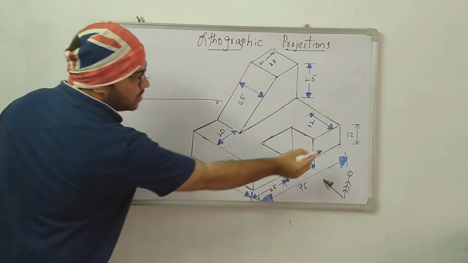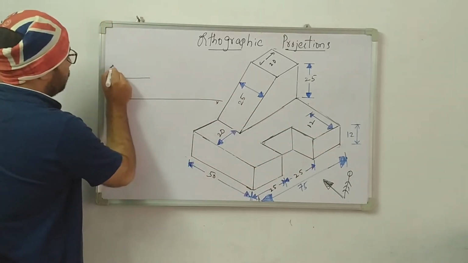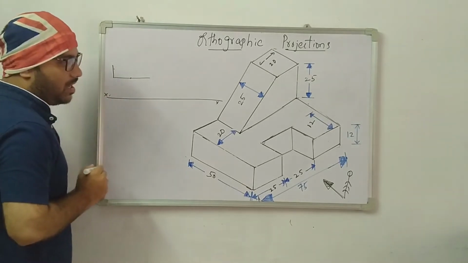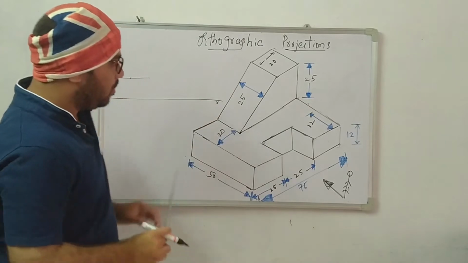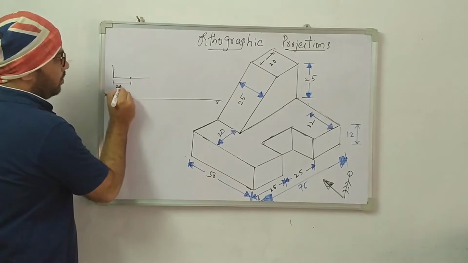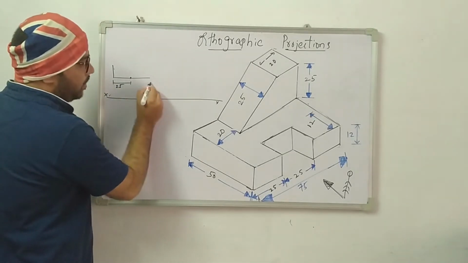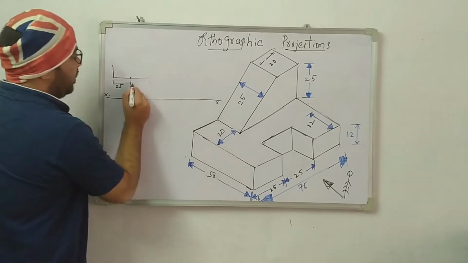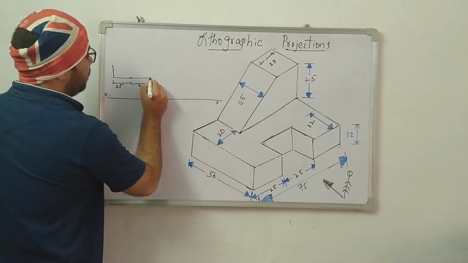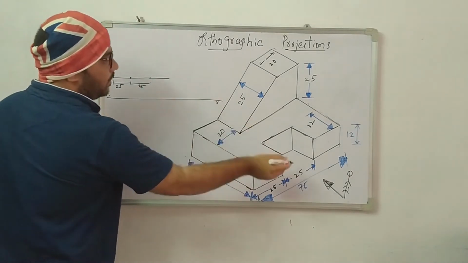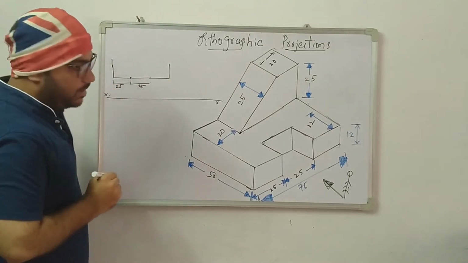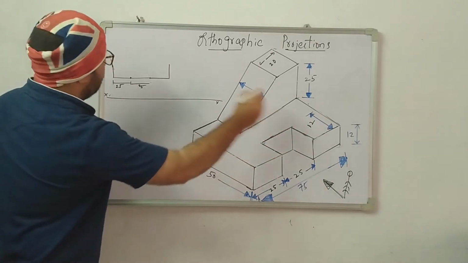And what is the height? This height is mentioned here, 12. So we draw the 12 height and the length is 25. From there onwards, here we have one more view. Here to here is 25, from here to here is also 25, and from here to here again 25. The height is 12. Now create the box.